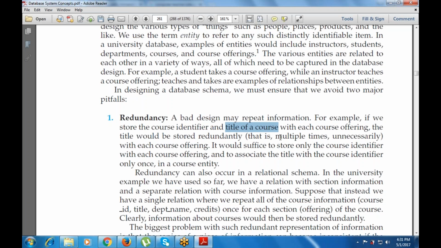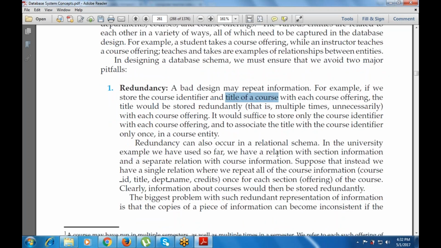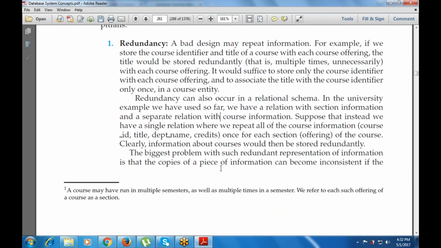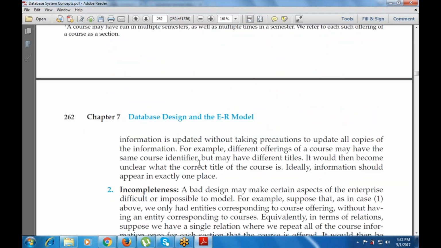It would suffice to store only the course identifier with each course offering and to associate a title with the course identifier only once. That can also occur in a relational schema, because we are dealing with multiple tables. So duplication is very much applicable in these database designs. And the biggest problem with such redundant representation is that a copy of a piece of information can become inconsistent if the information is updated without taking precautions to update all the copies of the information.